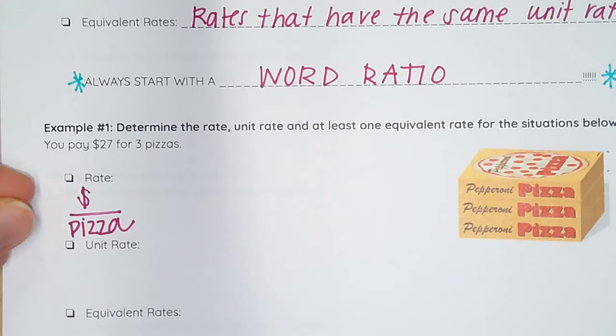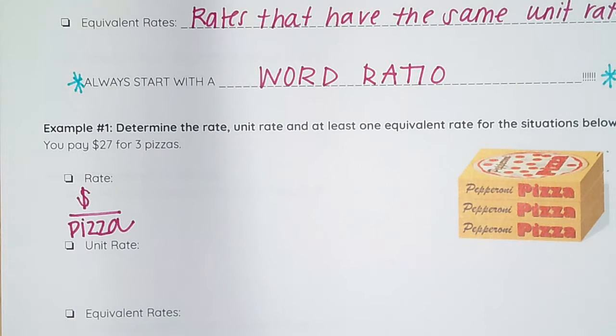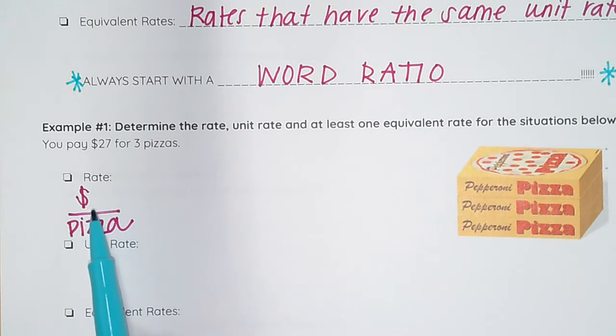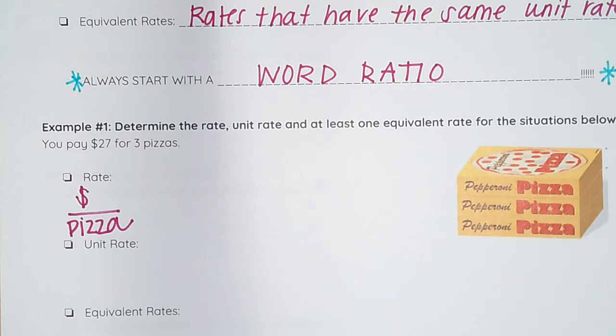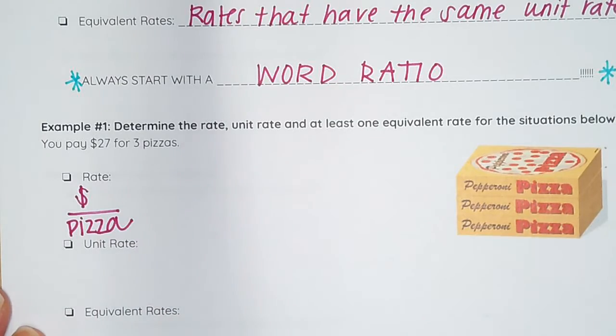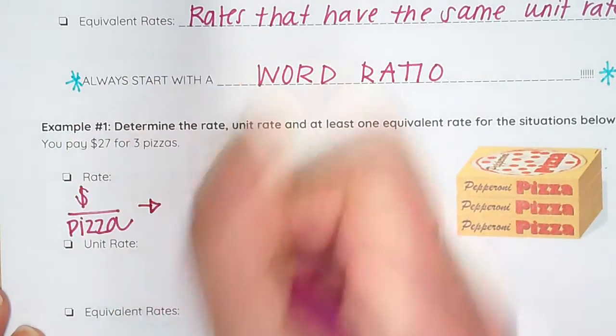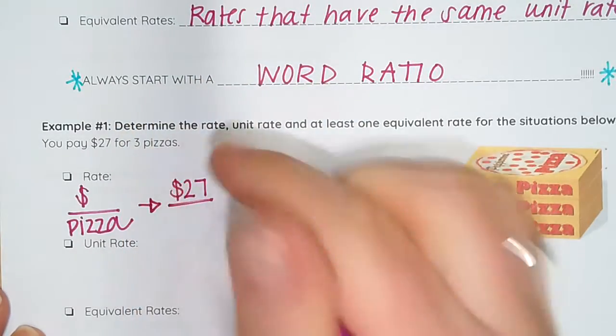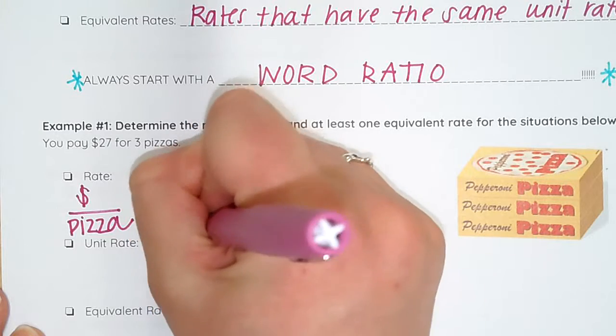Our word ratio would take the numbers out of it and say that for this entire problem, we would be doing money per pizza, money to pizza. So the pizza's on the bottom, money is on top, and we need to keep that order the same. For our rate, we simply write what has already been stated. We pull it directly from our situation. So we know that money goes on top, so we would say $27 for 3 pizzas.